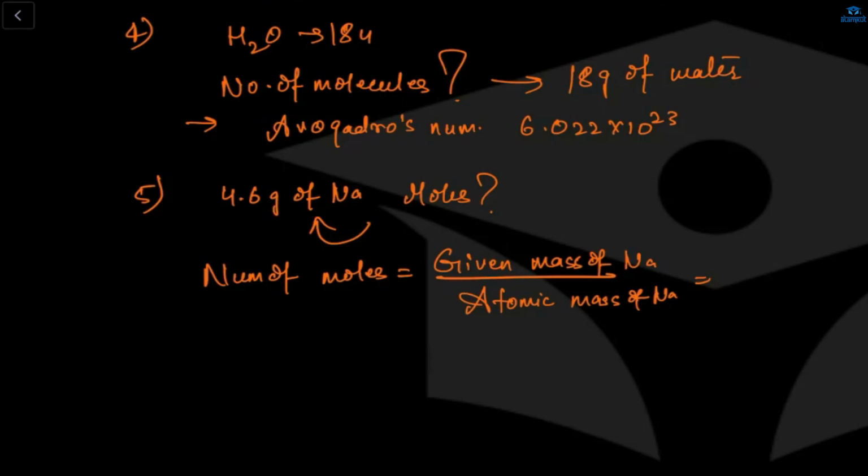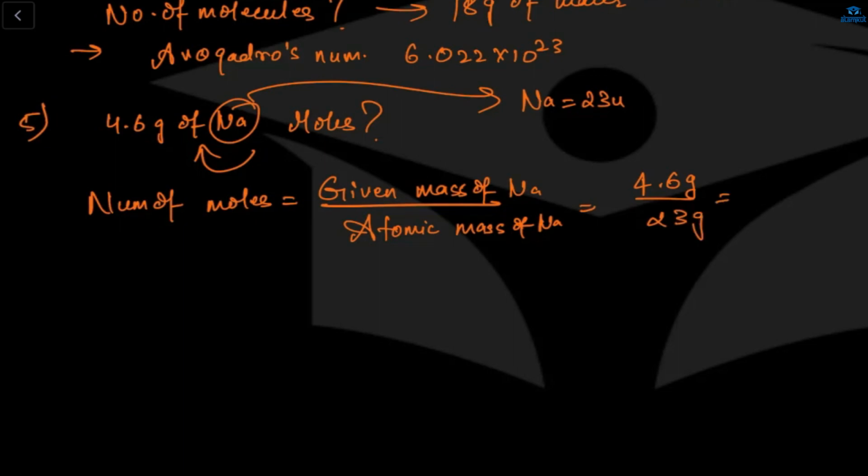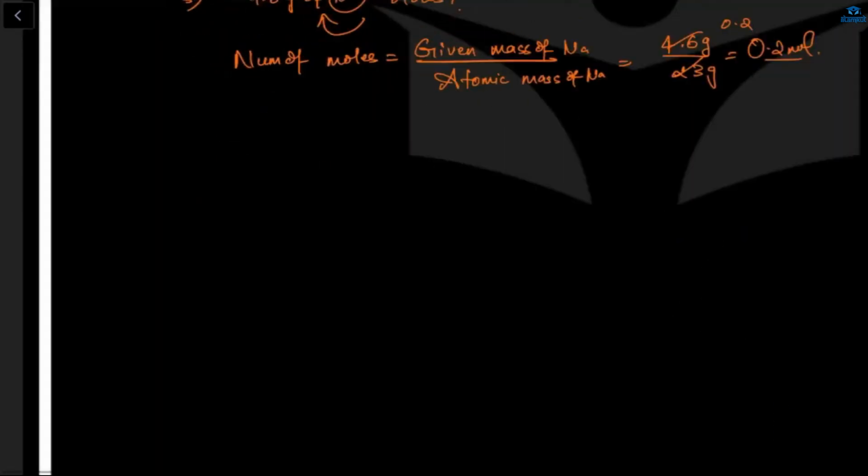Now, what is the given mass? Given mass is 4.6 gram. And what is the atomic mass? Yes, ma'am. 4.6 by 23. So, it will be how much? 0.2 something. Answer is 0.2. Yes. Okay. Good. Next one.